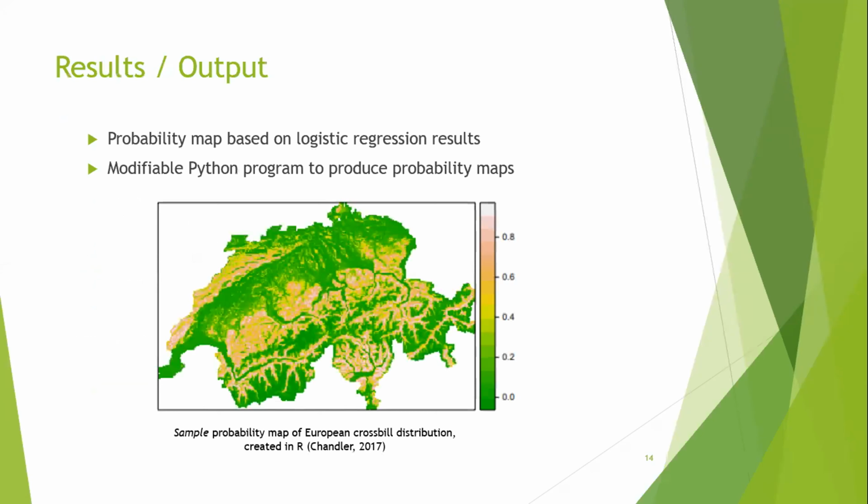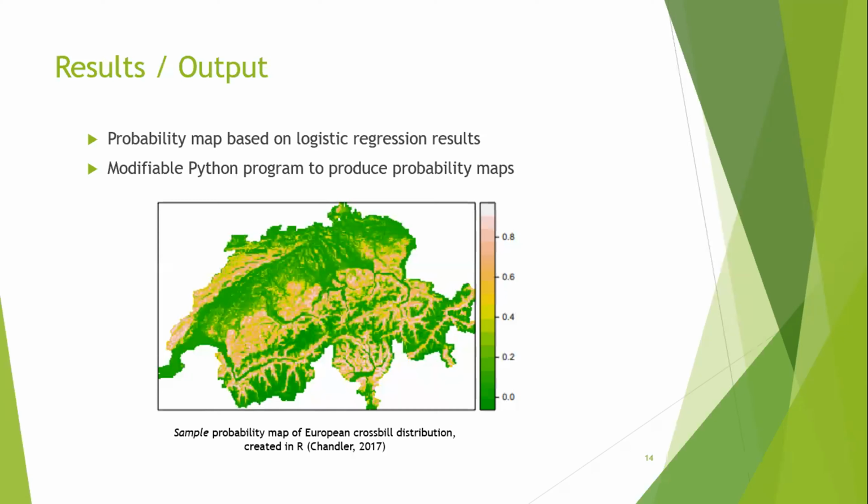So now we get to our results. So as I mentioned earlier, logistic regression lends itself to building probability maps. So this is just an example. This is not my data. I am certainly not that far along yet. So this is a sample of a probability map of European crossbill. So this is, it's a bird, and this is in Switzerland.